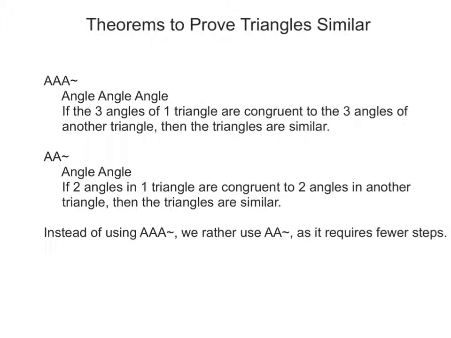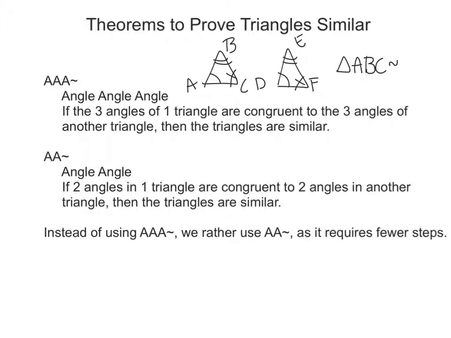We start off with AAA similarity, and that means angle, angle, angle similarity. If the three angles of one triangle are congruent to the three angles of another triangle, then the triangles are similar. It's just like what you think. So if I have two triangles here, and I tell you which ones are congruent, then these two triangles have to be similar. We label these the same way as we label other triangles, and you could say that triangle ABC is similar to triangle DEF. So we use this symbol here to signify similarity.